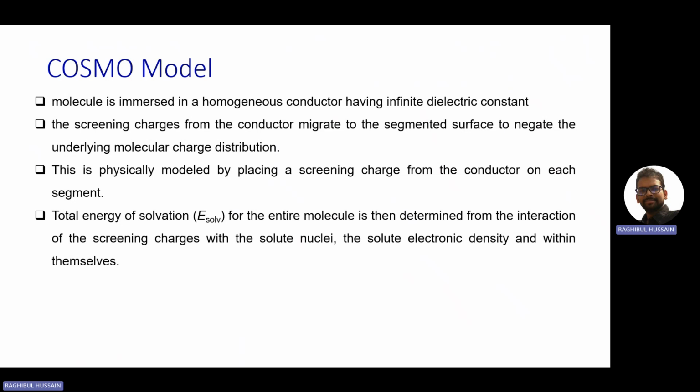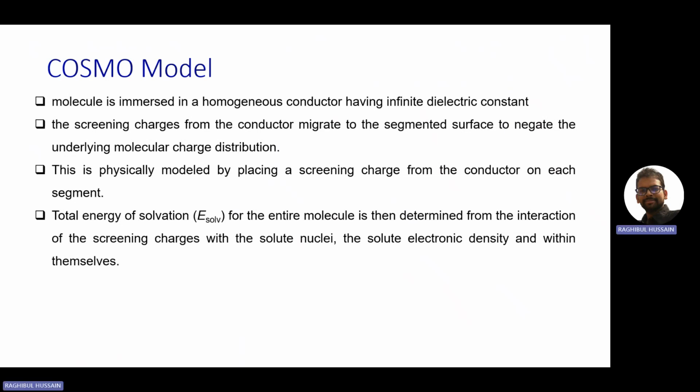So this is the total energy of solvation. Now, what is the total energy I need to place it in the cavity? So, what type of interaction do you think there will be? You take a solute, immerse it in the conductor. First, what sort of interaction? First is the screening charges with the solute nuclei. Nuclei will interact with the screening charges. Then the screening charges with the solute electron density. So electrons will interact with the screening charges on the surface. And then there will be interaction between the screening charges within themselves.